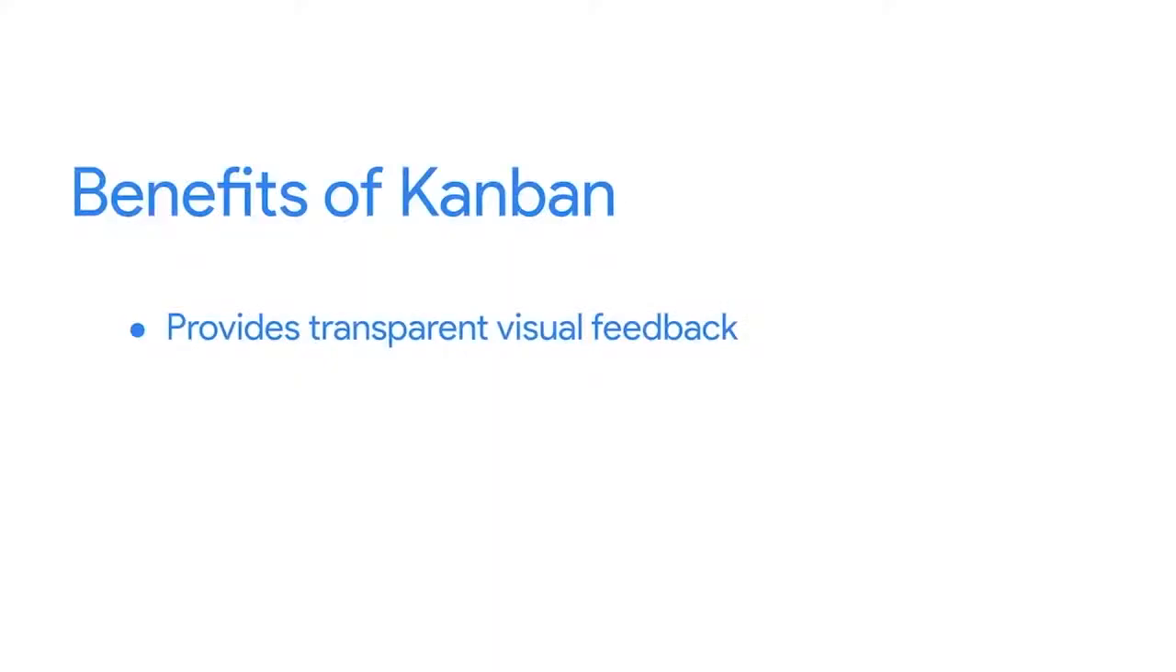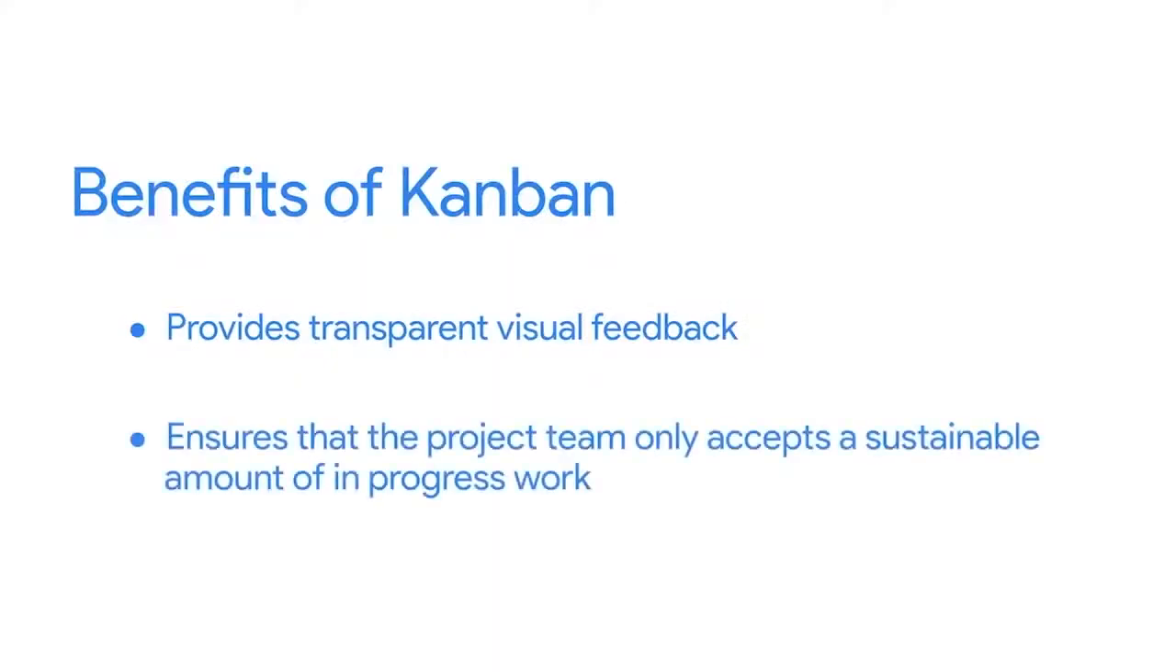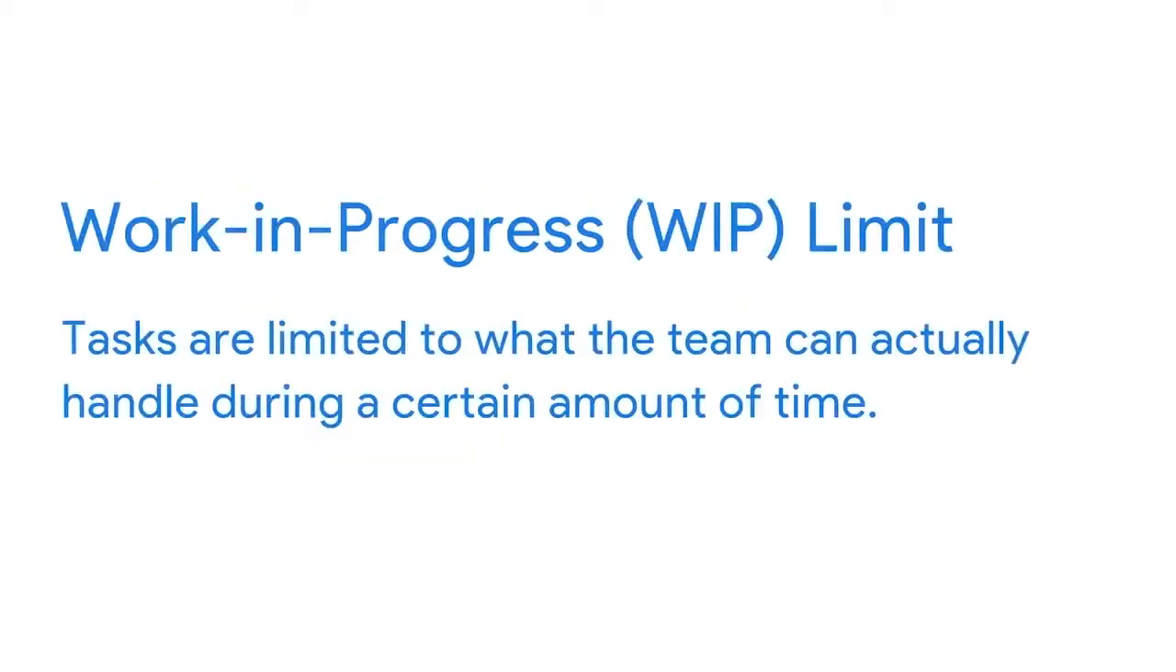Kanban boards or charts display the progress of a project as to do, in progress, and done. Also, just so you know, there are software tools that create digital Kanban boards for you. The Kanban method ensures that the project team only accepts a sustainable amount of in-progress work. This means the amount of in-progress tasks are limited to what the team can actually handle during a certain amount of time. This is called the Work in Progress Limit, or WIP limit.